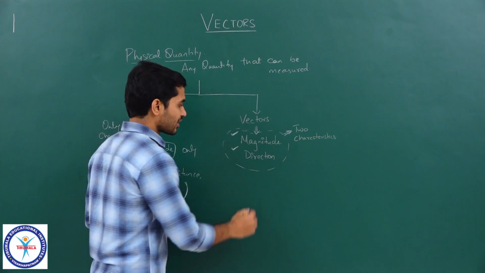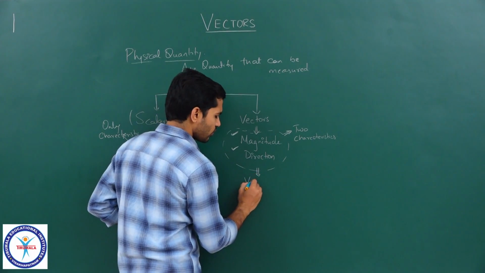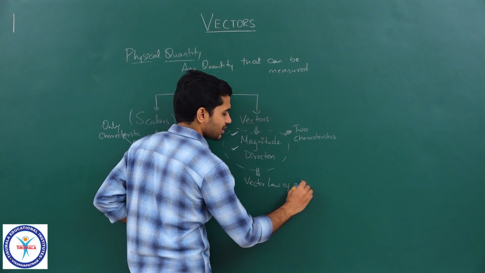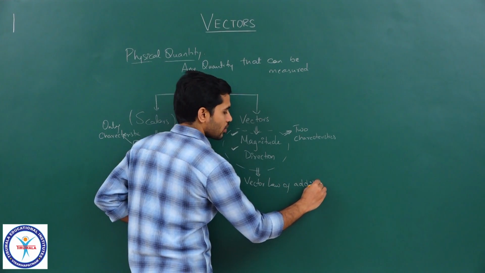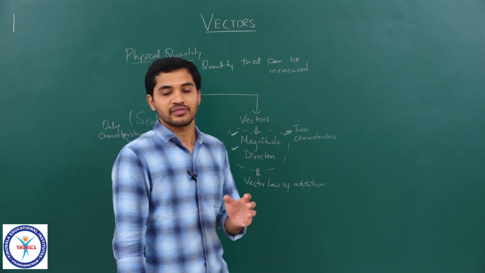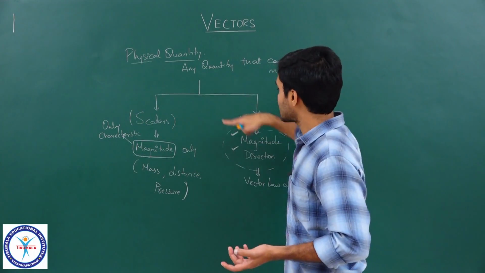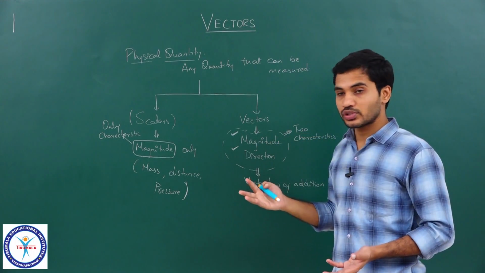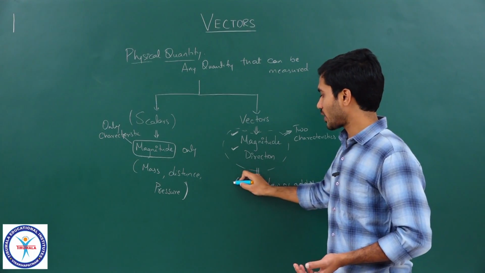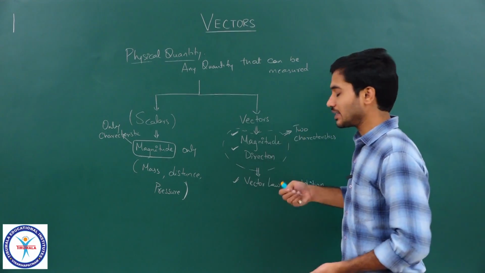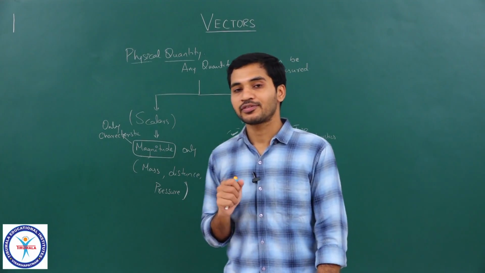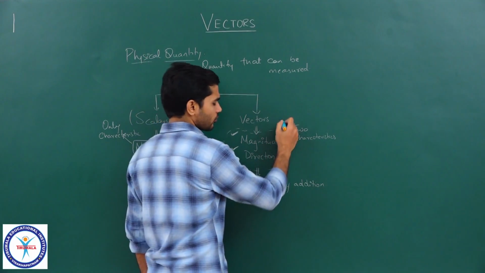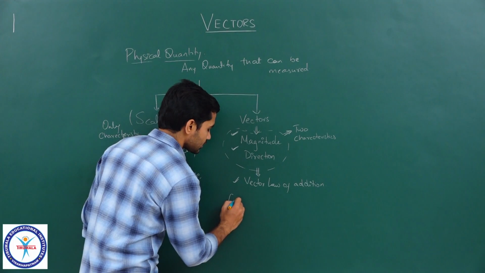Clear? And they also have another property which we call the vector law of addition. We will learn about this in a while, what that means. But for now, just understand that for a physical quantity to be called a vector, it should have magnitude, it should have direction associated with it, and it should also follow the vector law of addition, right. So, these are the three things that are required for something to be classified as a vector.